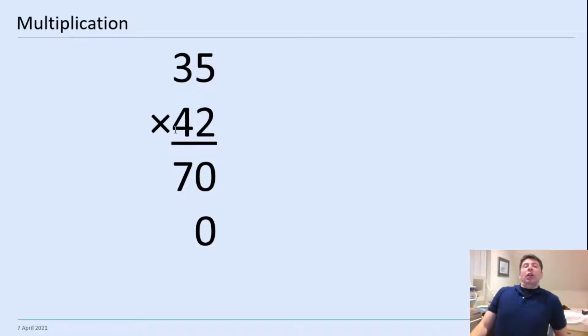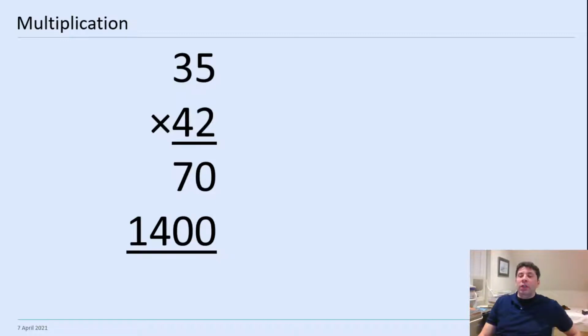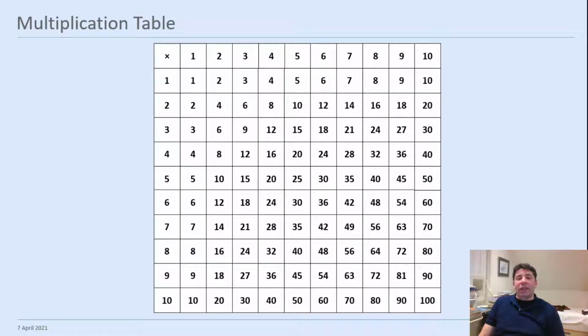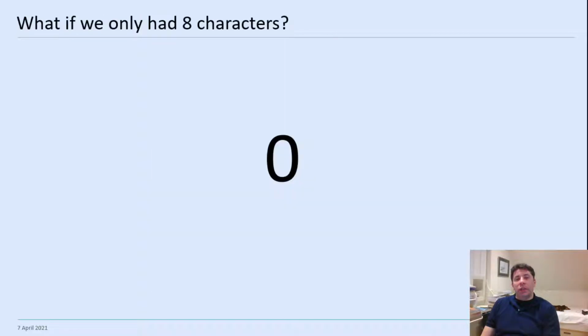And now we're going to look at the 4 that's in the tens column. So we put in a 0 because the 4's in the tens column. Then we say 4 times 5 is 20, so that's 0, carry 2. 4 times 3 is 12, added to the 2 is 14. So we've got 1400 plus 70. 1470. So again, all we need to learn is the multiplication table, which tells us what we get when we multiply together every pair of digits.